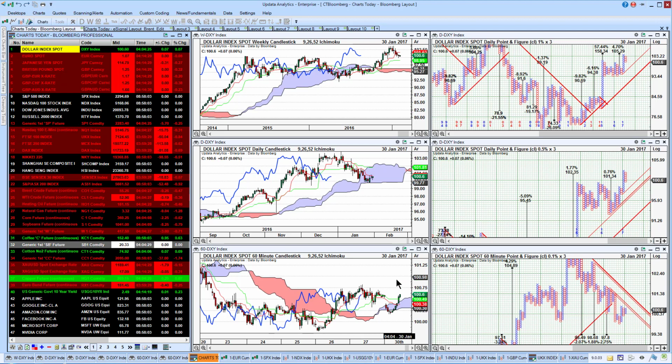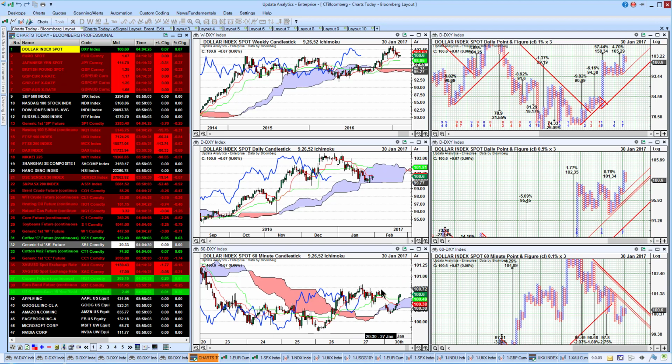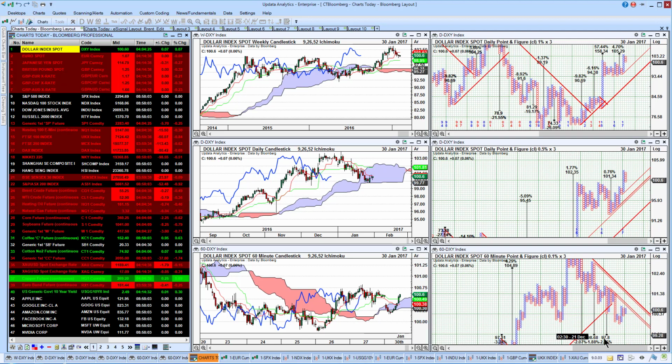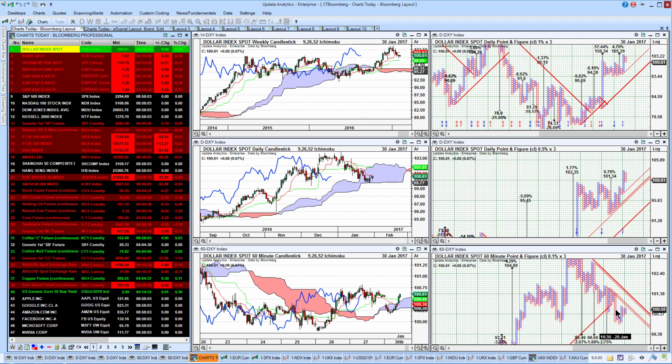Dollar index is back above the clouds, so we're just seeing the dollar strength kicking back in here in the short term. We do have these downside targets on the dollar index, and we still do have a downtrend on this point and figure chart, the 60-minute point and figure chart.